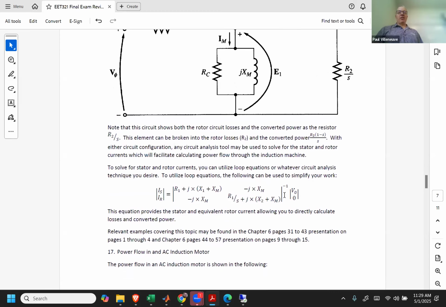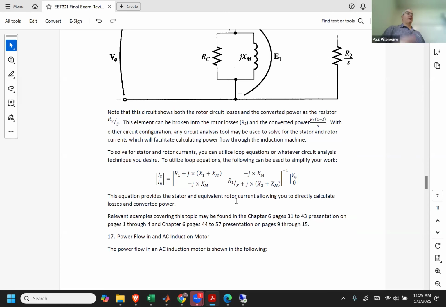Once you have that, I just included in here, and this should be R2 over S, not R1. I thought I corrected it here. I corrected it in the other one, but I didn't correct it here. But the R2 over S here, this is just doing loop equations inside to get your values there.